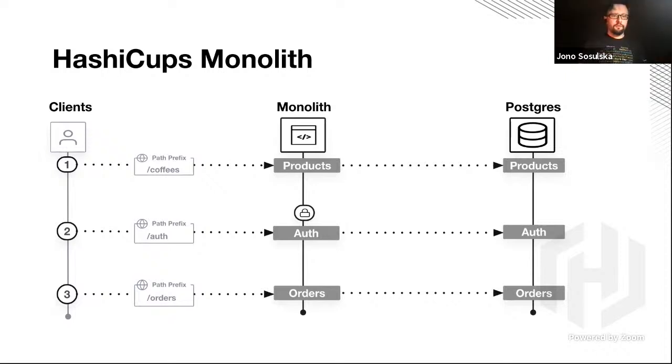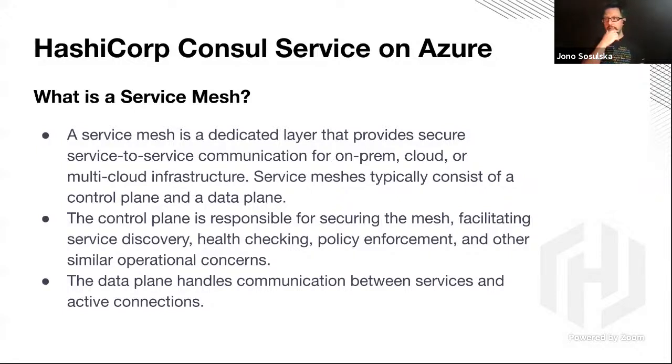And with this monolith, we're going to be decomposing it a bit. So we're going to be looking at the HashiCorp Consul service on Azure. Derek, what's the service mesh, and kind of talk me through how it's going to enable us with this monolith or this older style application architecture?